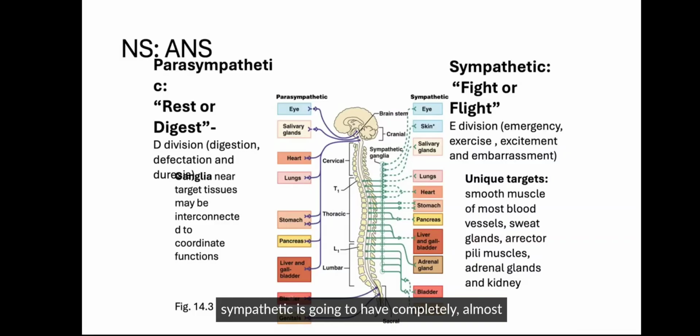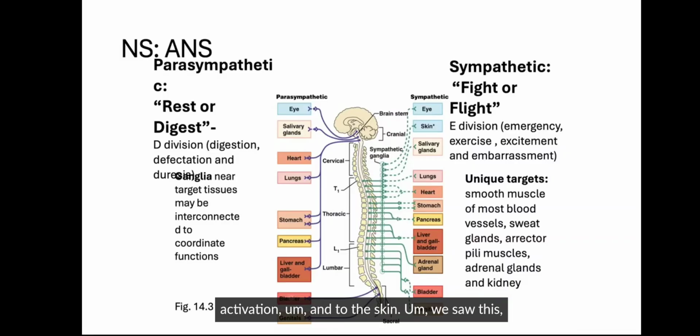Now the sympathetic is going to have almost completely the opposite actions. When you're scared, I don't know if you've seen animals in headlights, right? Their pupils just dilate. You get a lot of light in because you're in a very dangerous situation. The last thing you want to do is minimize your field of vision, right? So you need to be able to judge your danger. So your pupil will dilate in response to the sympathetic activation.